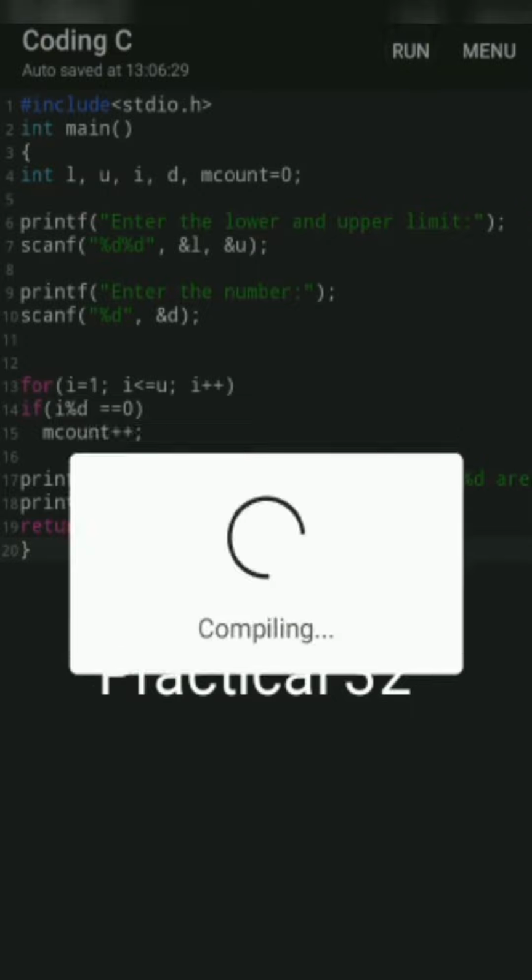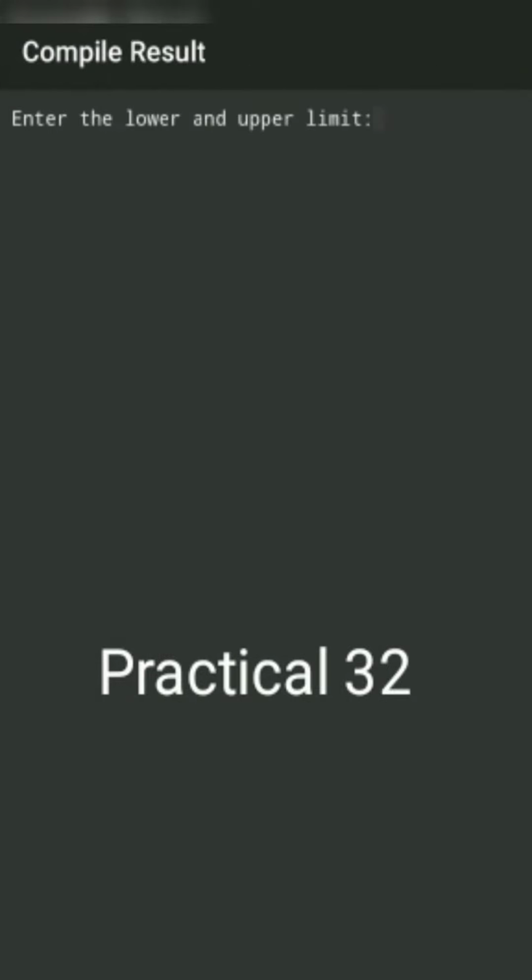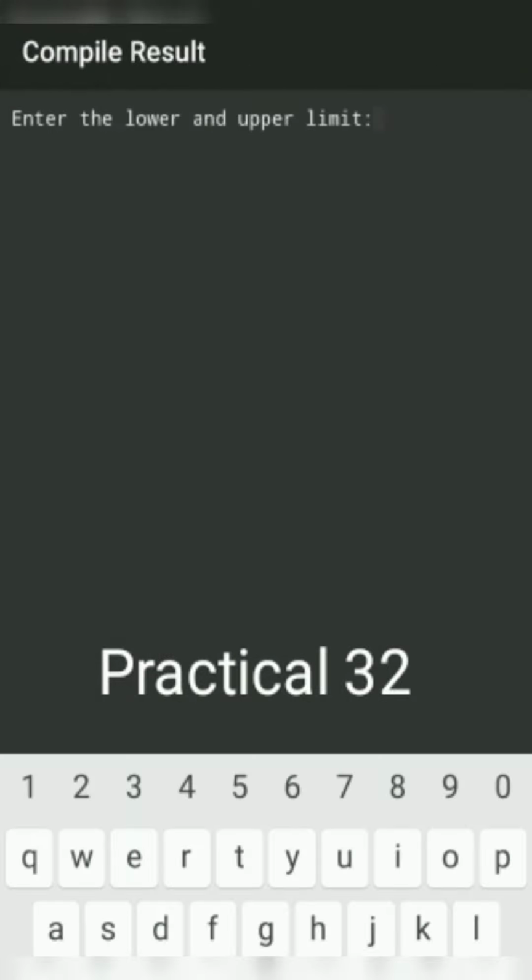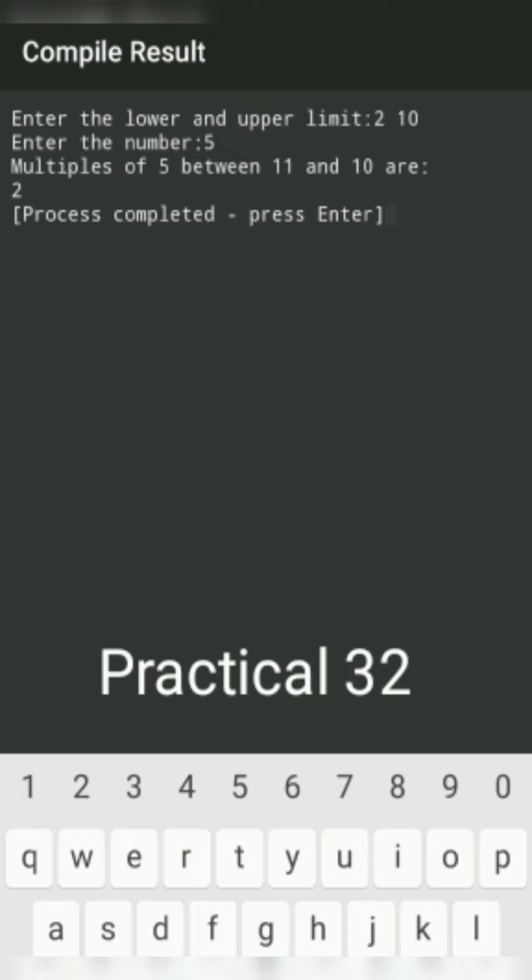Let's go to compilation. Enter the lower and upper limit, like 2 and 10. I can give a space, then enter the number, say 5. Multiples of 5 between 2 and 10 are 2.